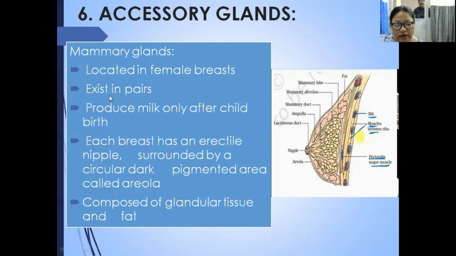Obviously, there are two breasts, so they exist in pairs. And what is their function? Their function mainly is to produce milk only after childbirth.